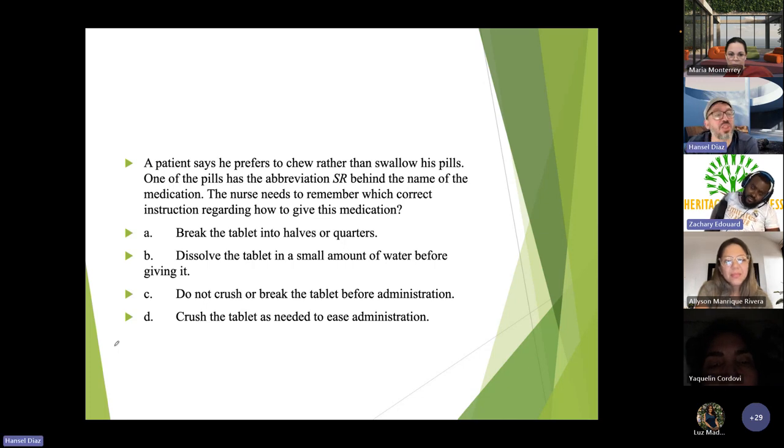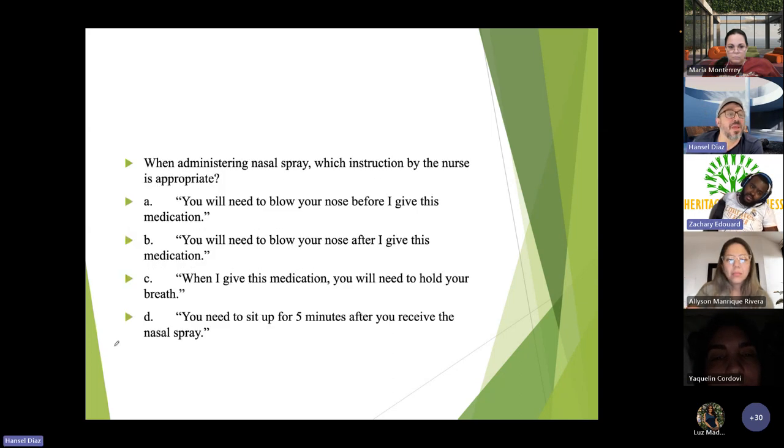Ask for another medication or tell your patient, listen, if that's what the order is and that's what you're going to take, I'm really sorry, my dear, but you're going to have to swallow the pill. You can't chew the pill. Professor, what is SR? Slow release. The slow release, okay. It's the way it works in the body. It's longer. It's a slow release. Extended release.